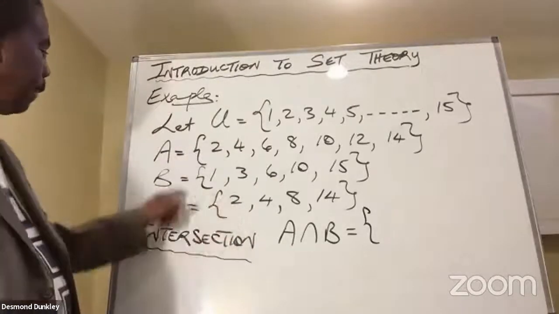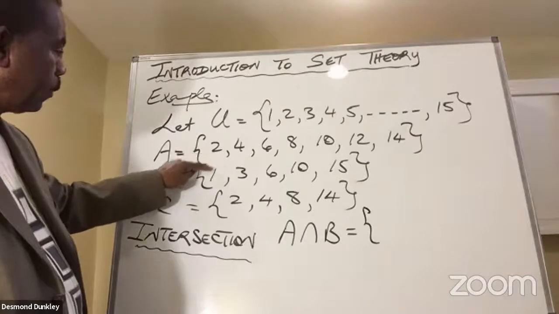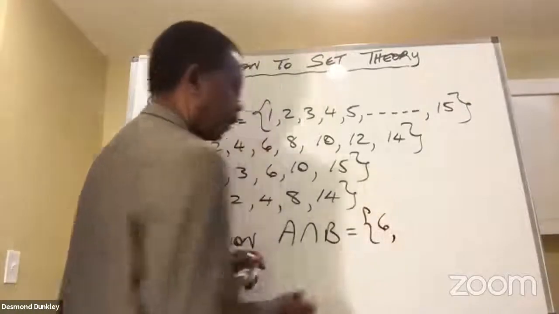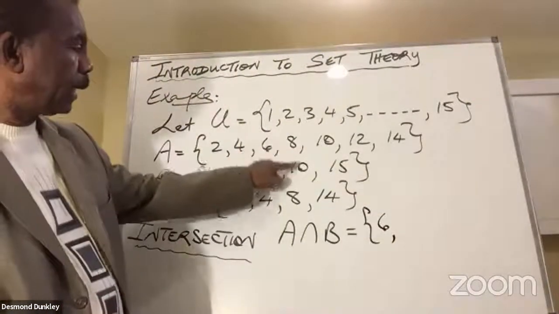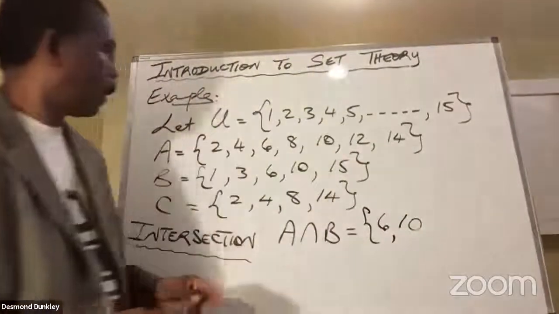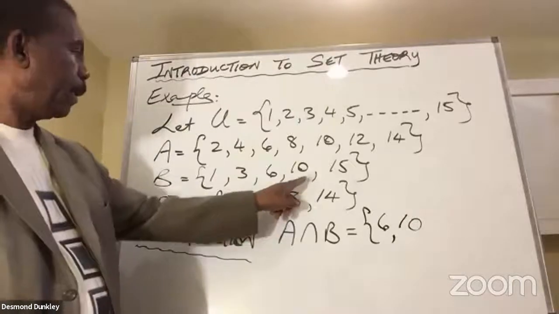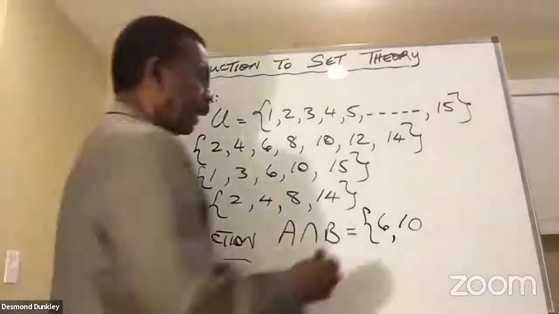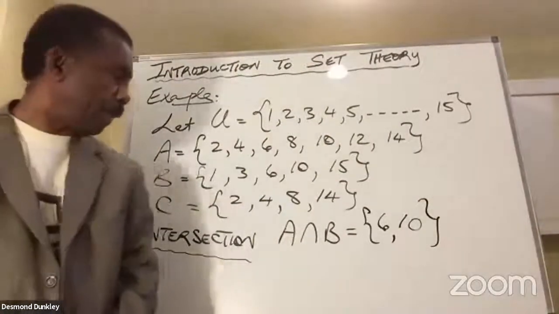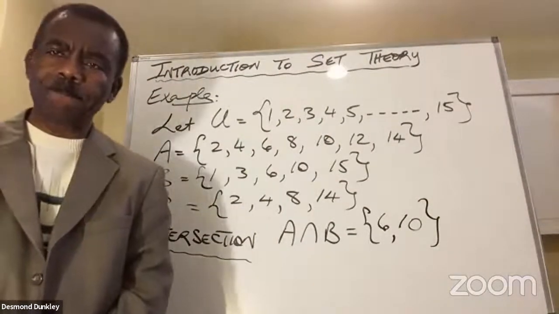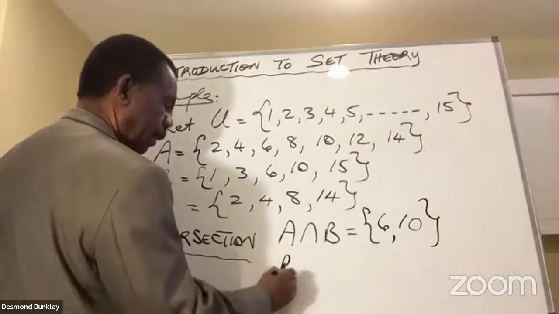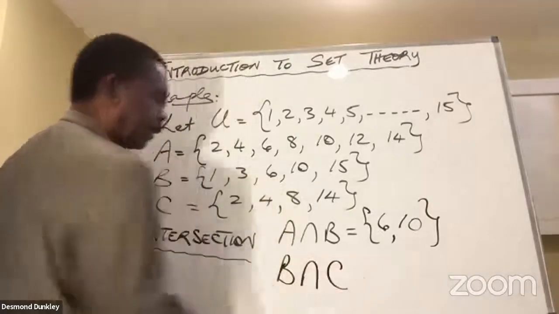So when we go to A and B, we notice not 2, not 1, 3, no, 6 and 6. Anything else? 8 and 10. Oh, 10 and 10. I see we're doing A and B, and that's it. 6 and 10 represent the intersection of A and B. So far, so good.